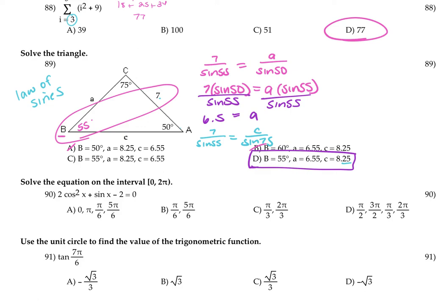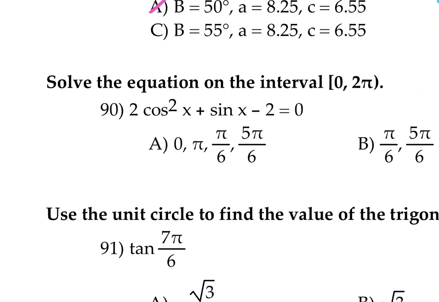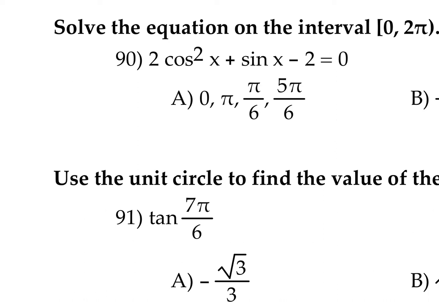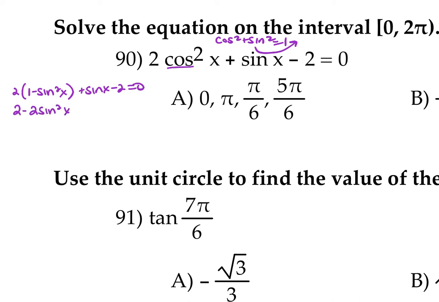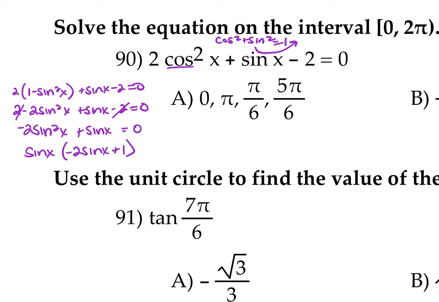Number 9 says to solve on the interval of 0 to 2 pi. There are two different trig functions here, so we have to swap one out. Cosine squared, because cosine squared plus sine squared equals 1, is the same thing as saying 1 minus sine squared. Distribute: 2 minus 2 sine squared x plus sine x minus 2. Combine your like terms. Negative 2 sine squared x plus sine x, the 2s cancel, equals 0. Then you can factor out a sine and split and solve.